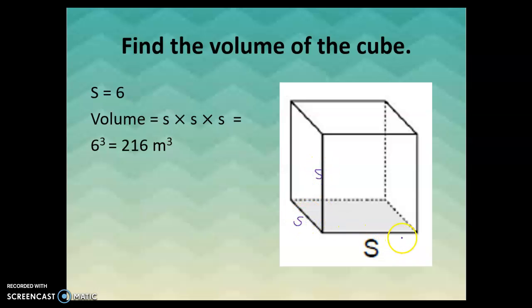So to find the volume, you would take S times S times S, length times width times height. In this case, if we made our S's, for example, equal to 6, we would do 6 times 6 times 6, which is 6 cubed, or 216 meters cubed. We said that all of these were meters or other units cubed.